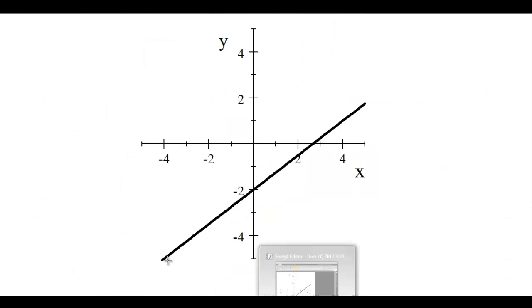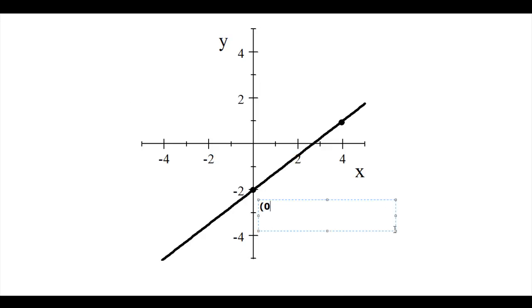Now we shall attempt to find the slope of this line here. So let's look at this point, easy to read. And then this is like 4, 1, okay? So what are the coordinates of this point? They are 0, negative 2, and those of this point are 4, 1, okay?